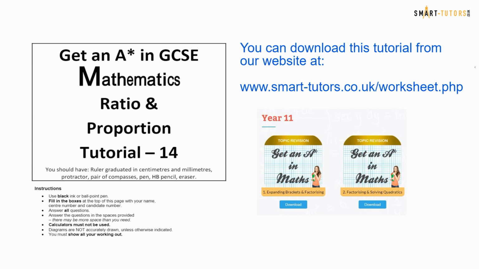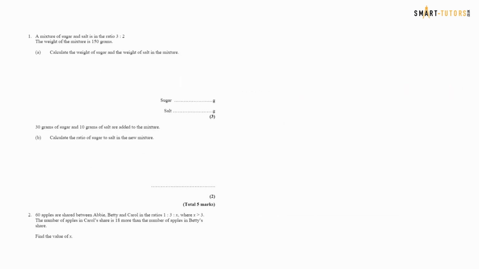Let's look at some questions now. Question number 1. A mixture of sugar and salt is in the ratio 3:2. The weight of the mixture is 150 grams. Calculate the weight of the sugar and the weight of the salt in the mixture.